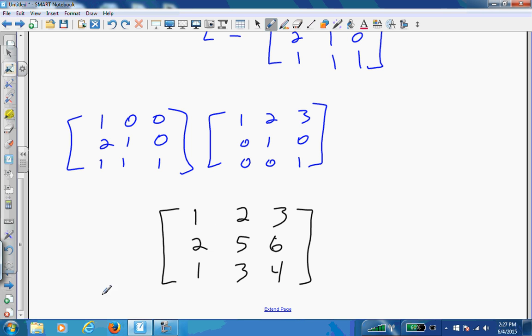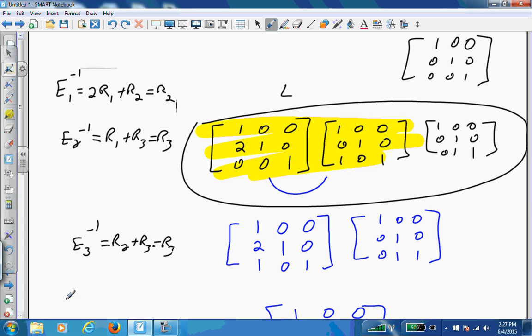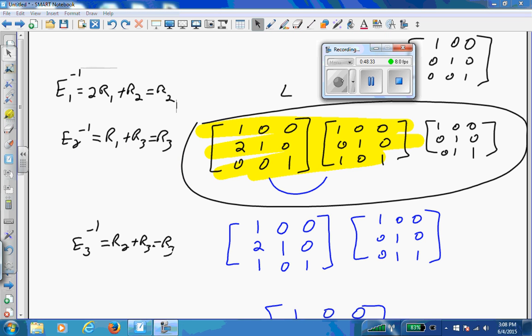So what was A? A was 1, 2, 3, 2, 5, 6, 1, 3, 4. So yeah, we just came up with the proper LU factorization of A. Notice this is lower. This one is upper. So that's doing LU factorization.